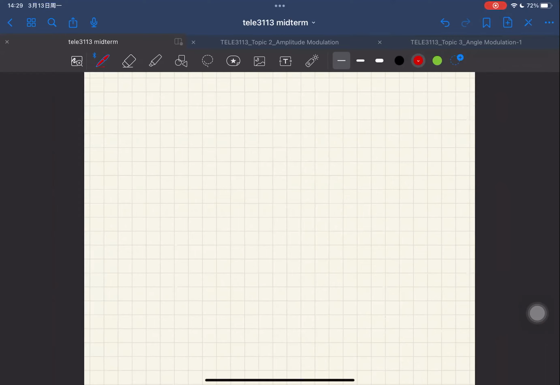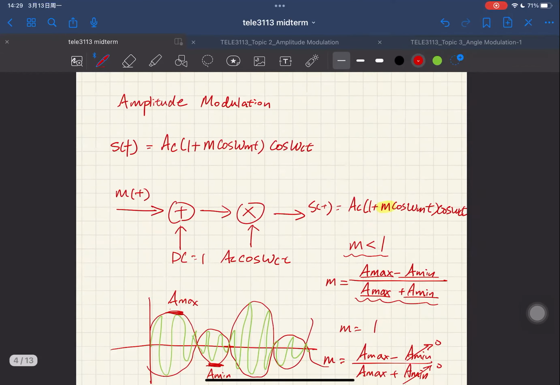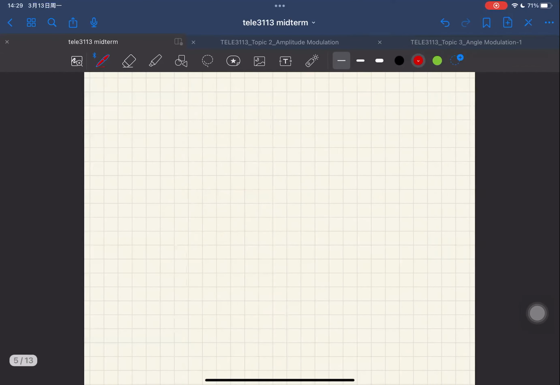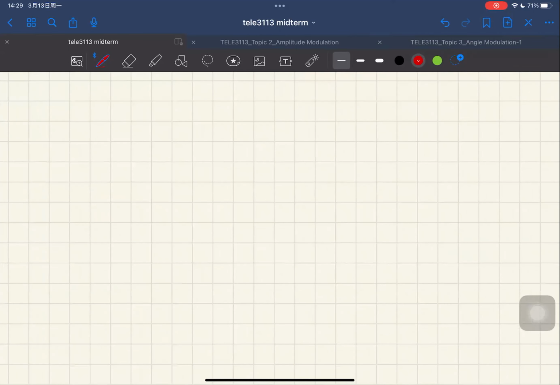So the amplitude modulation. After we go through the modulated signal, we're going to look at how the signal is demodulated. So we'll talk about AM demodulation.